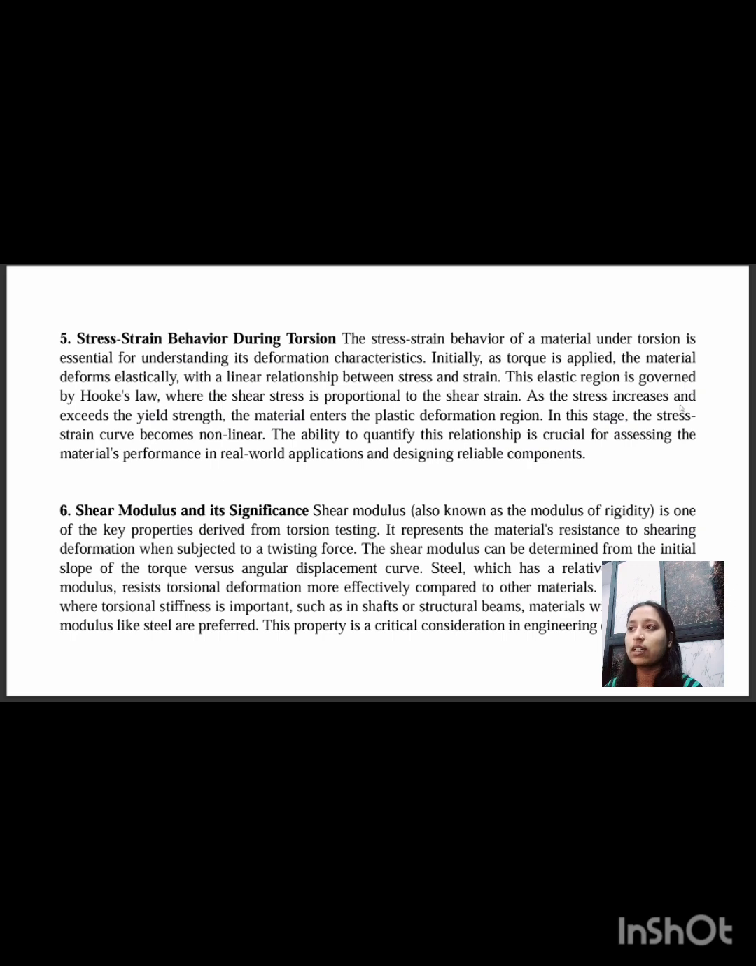Steel, which has a relatively high shear modulus, resists torsional deformation more efficiently compared to other materials. In application where torsion stiffness is important, such as in shafts or structural beams, materials with a high shear modulus like steel are preferred. This property is a critical consideration in engineering designs.